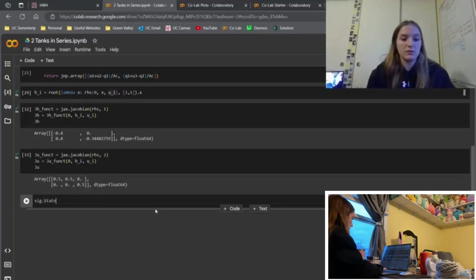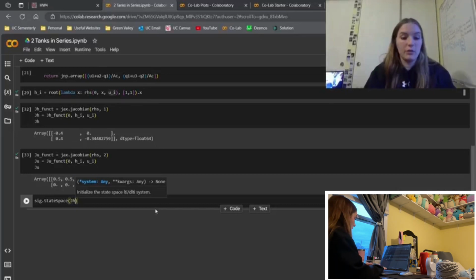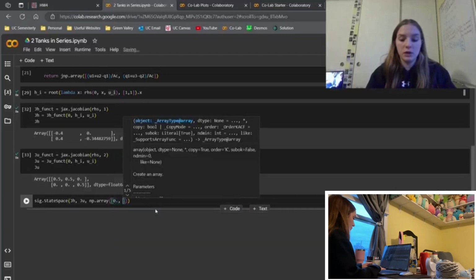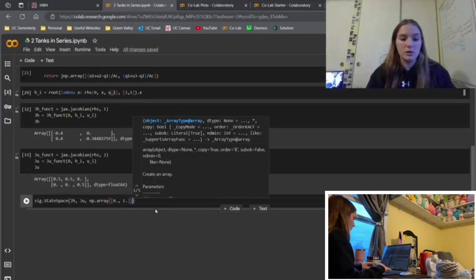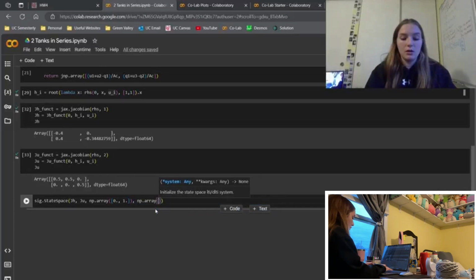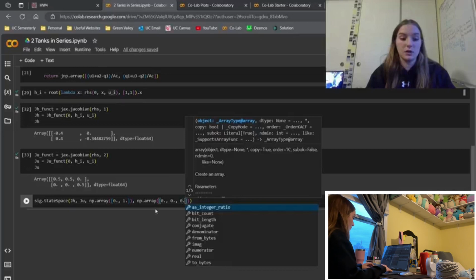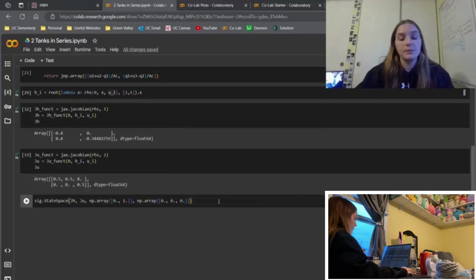So we're going to do sig.statespace, and we need to initialize our values for our A, B, C, and D matrices. So our A matrice is our JH, our B is our JU, and then from what we just found on the whiteboard, we need to create an array of 0 and 1 for our height values. So it only pulls our H2. And then we're also going to create an array of our u values, and all of these are going to be 0 since we are just focusing on our height 2, our h2.